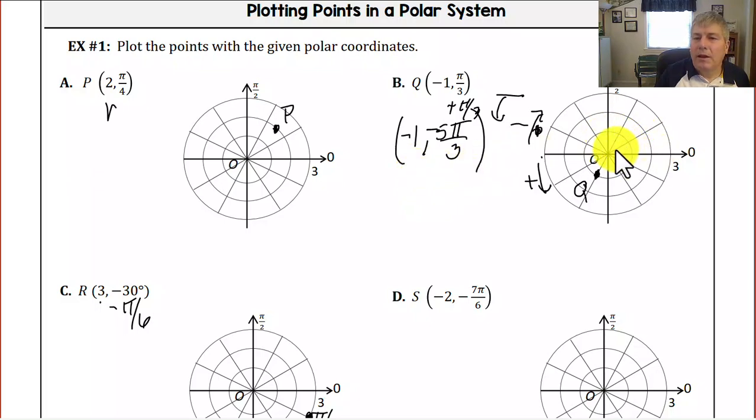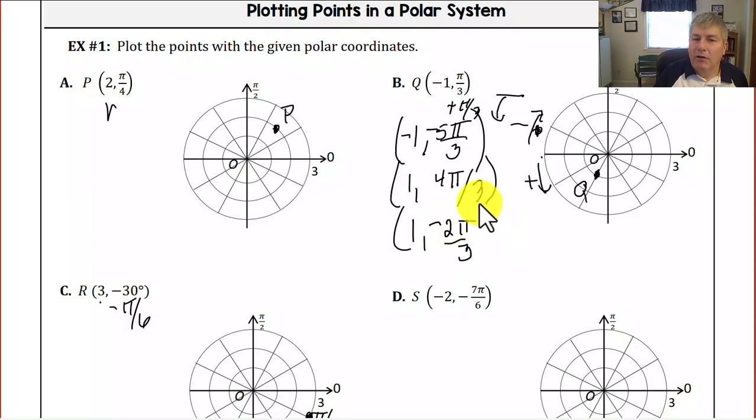It could also be +1, so I go out +1 and I can rotate 4 pi over 3. So that location is also 1, 4 pi over 3. And it could also be listed as 1, but then rotating -2 pi over 3. So those are all 4 different ways to express point Q. And we'll do a few more of those in later samples.